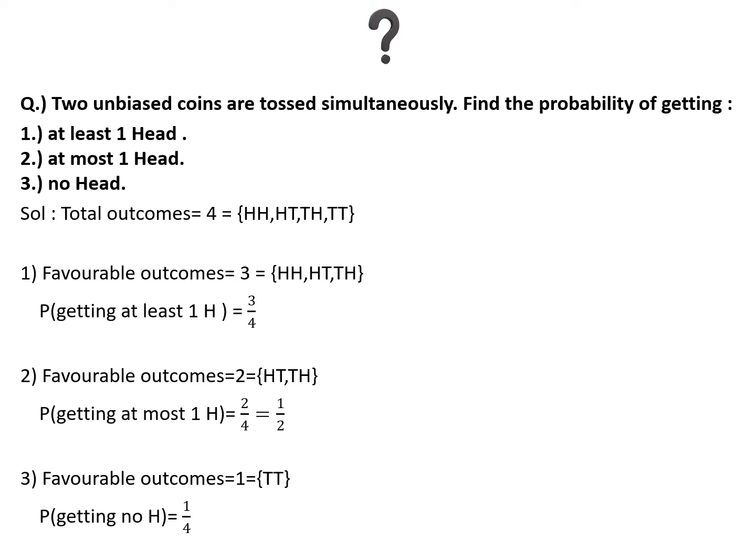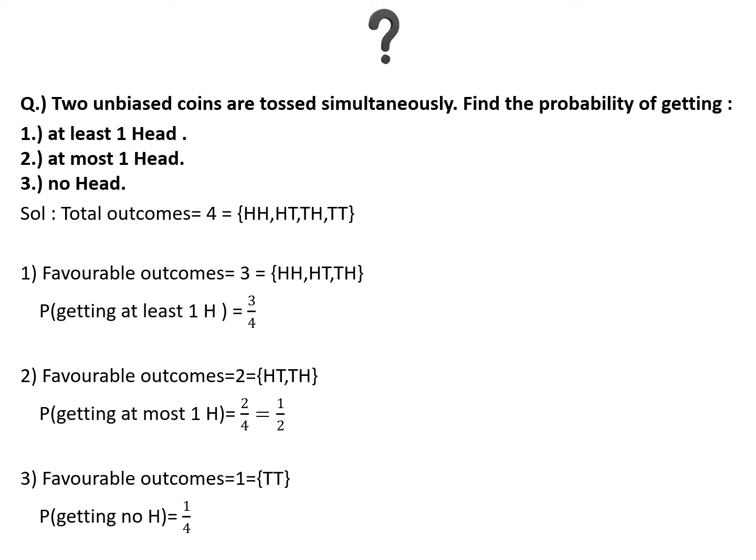Let us first discuss the question which I asked in my last video. Two unbiased coins are tossed simultaneously. Find the probability of getting at least one head, at most one head, and no head. So the solution is on your screens.